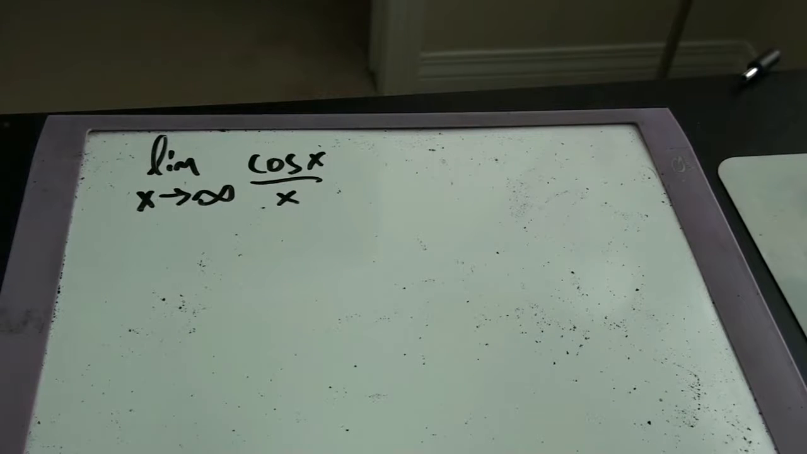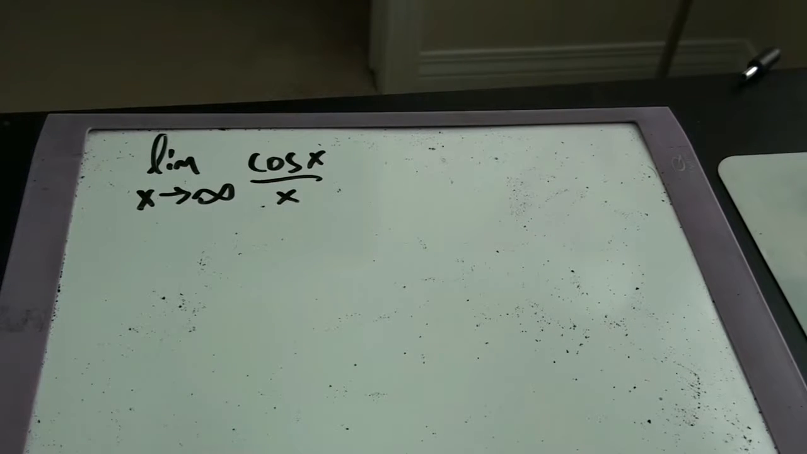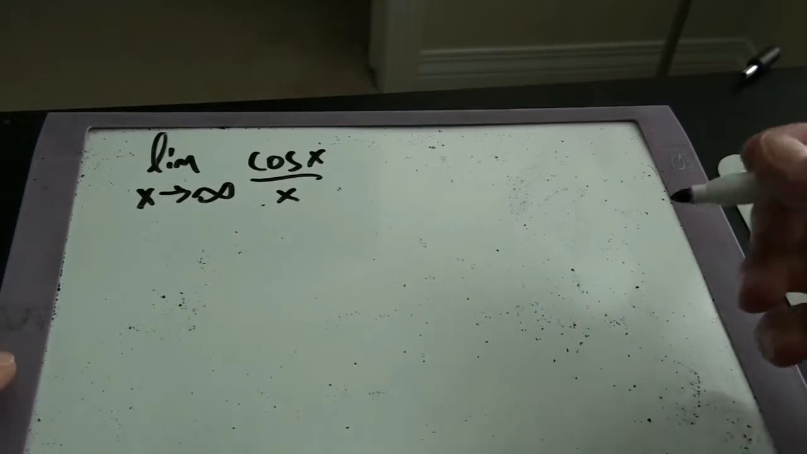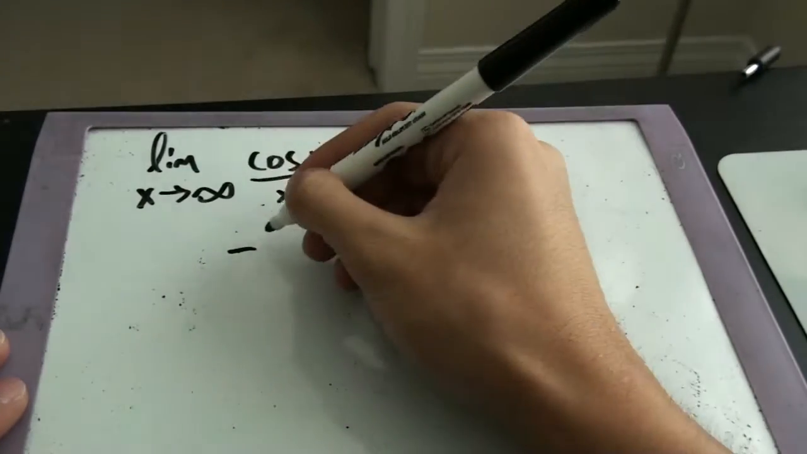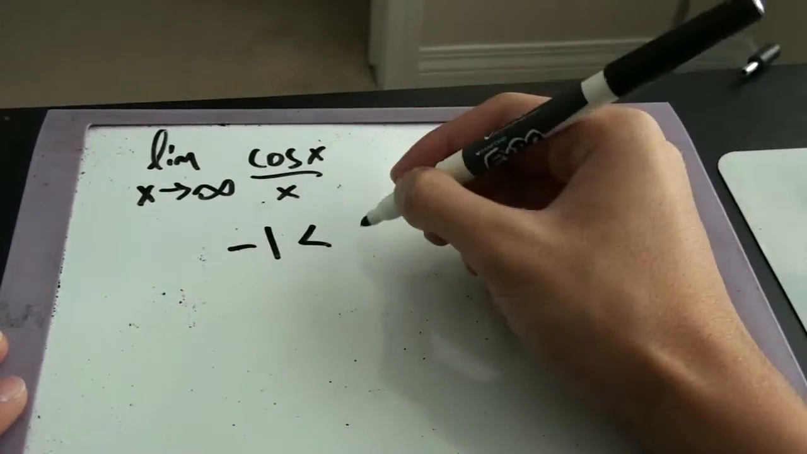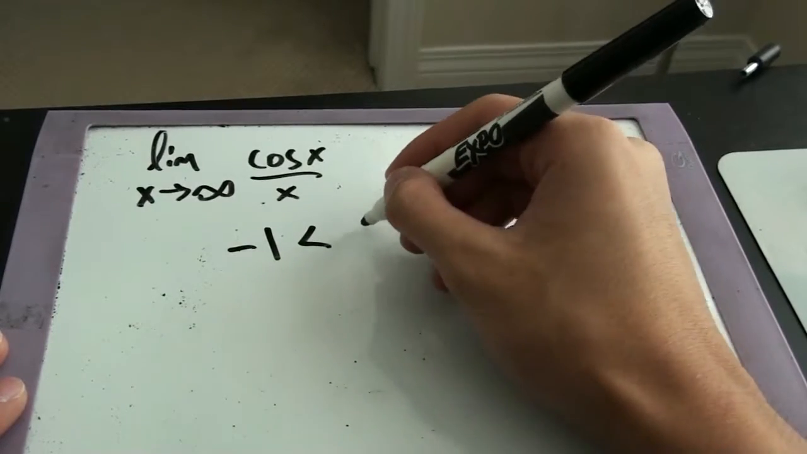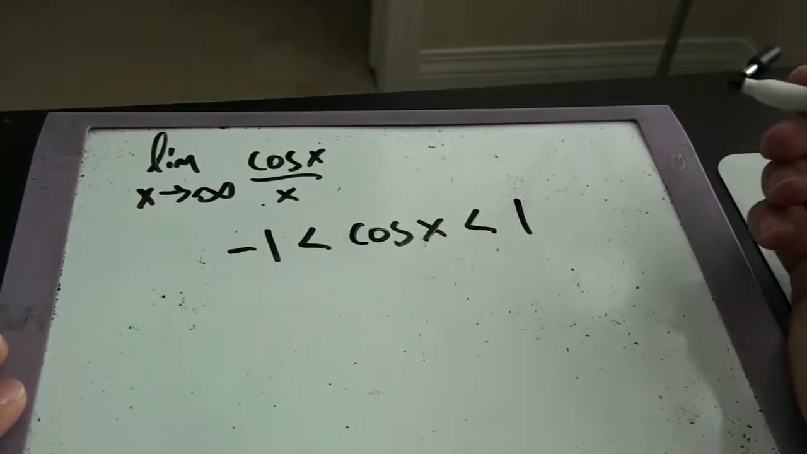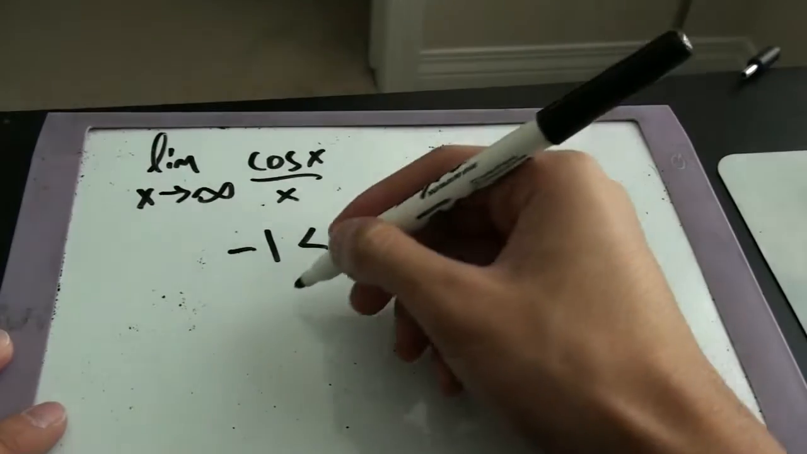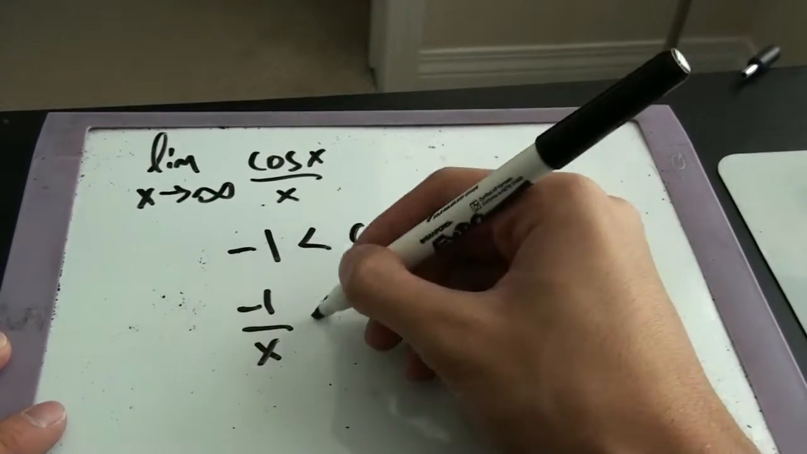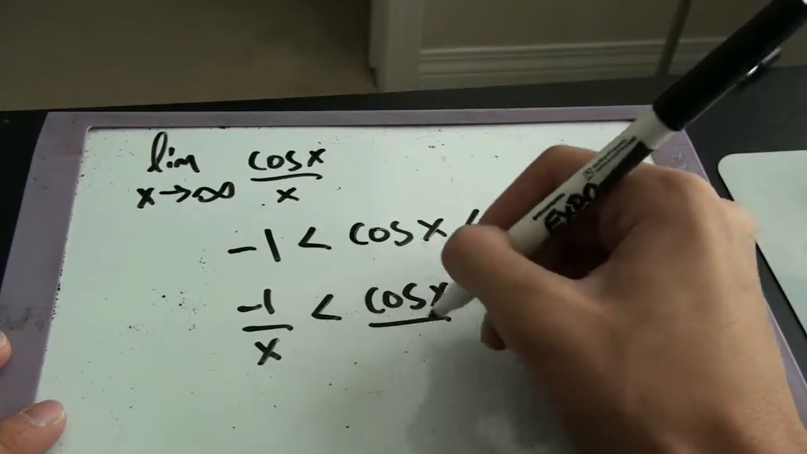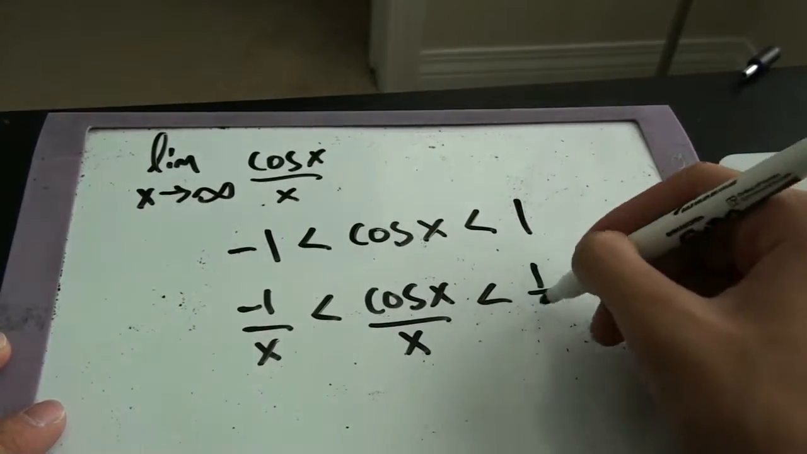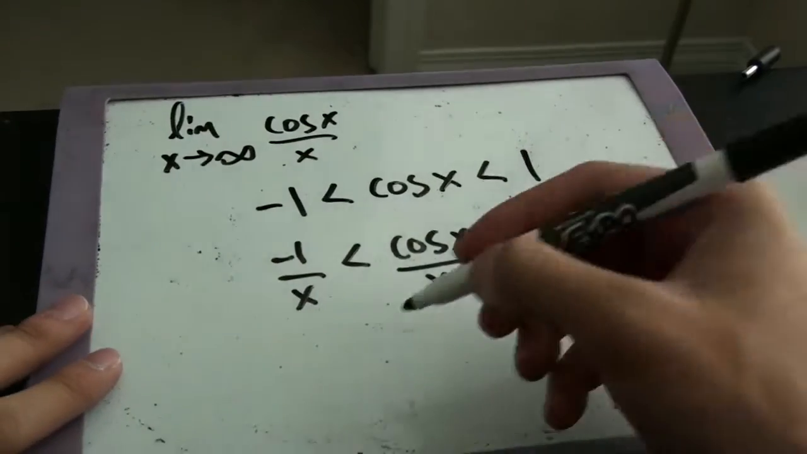A recurring question on the AP test is to solve by squeeze theorem for limits at infinity. So this is the same thing as when we solve a regular limit using squeeze theorem. So it would be cosine x bounded by negative 1 and 1. And then we'll change this to negative 1 over x, cosine x over x, 1 over x. And then we'll find the limit of both sides.